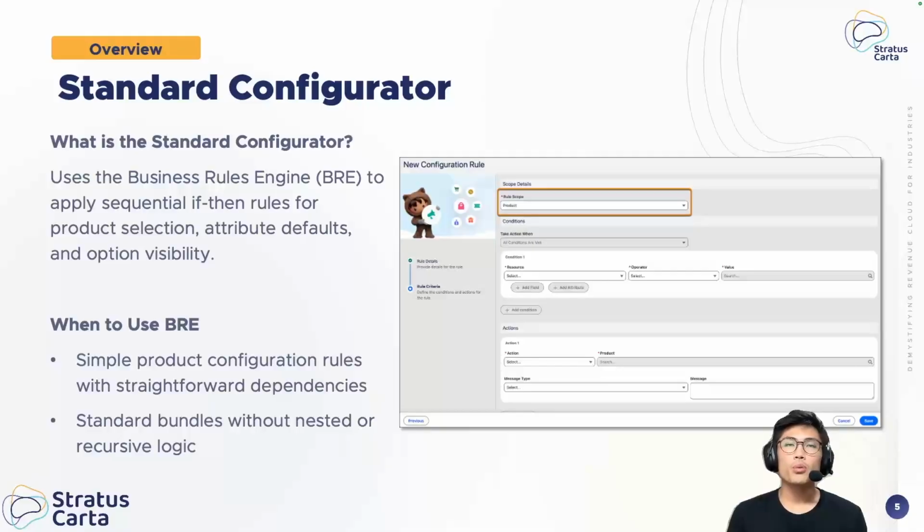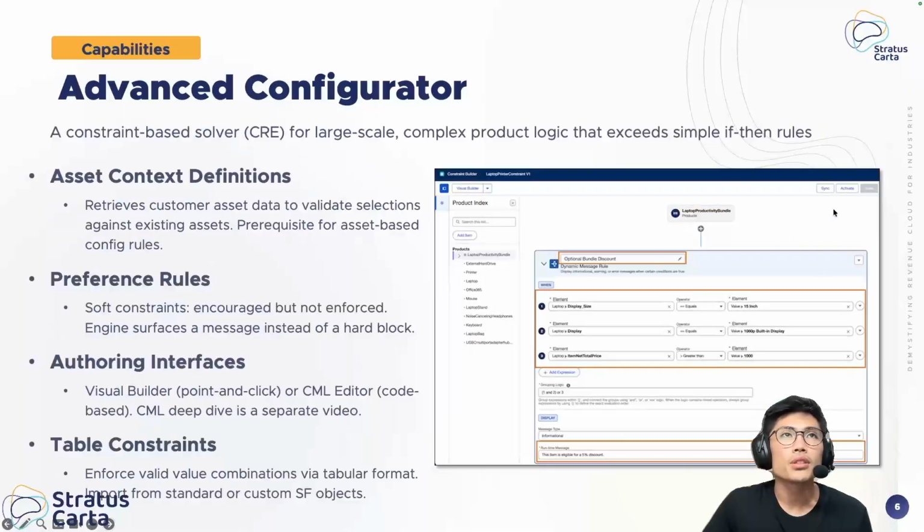There are cases where the configuration rule and its capabilities are not enough. That is when you would transition into the Advanced Configurator or Constraint Rules Engine. CRE is ideal for large-scale complex product logic that exceeds simple if-then rules.